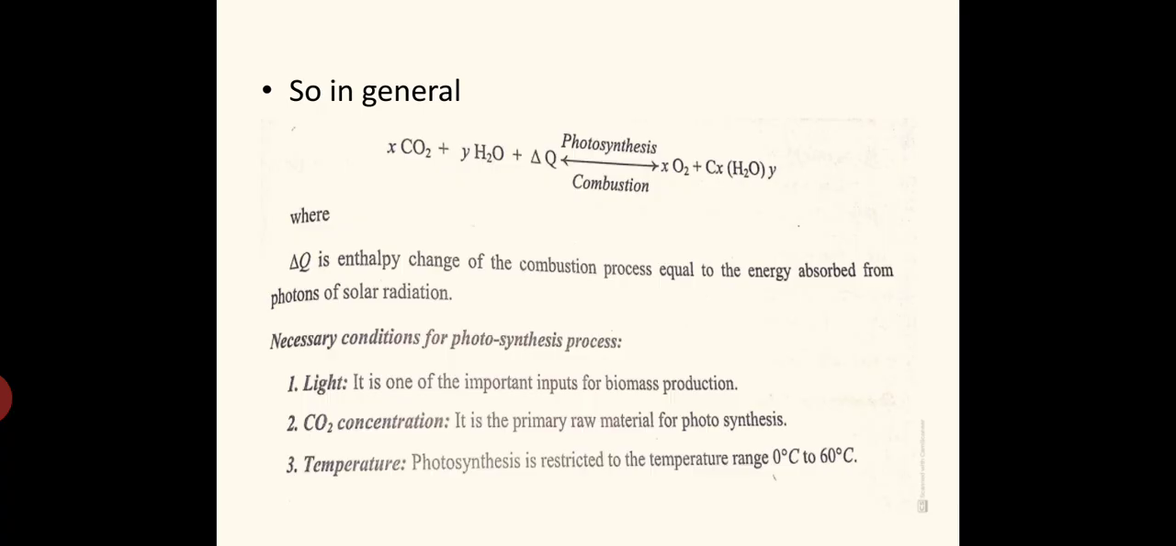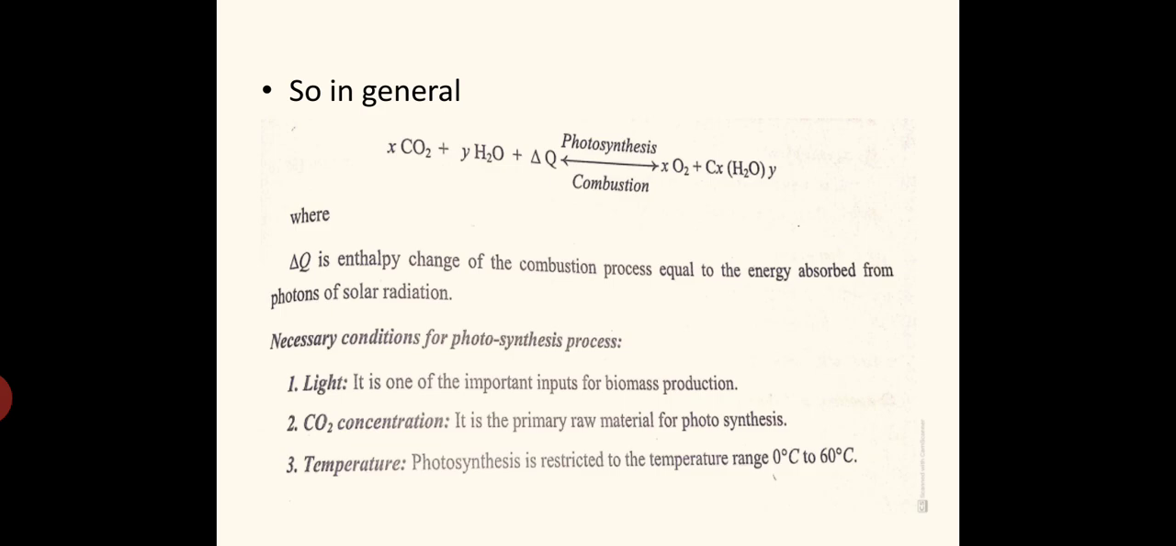Along with that, delta Q amount of heat energy is also available, that is being utilized for our purposes. So the delta Q is the enthalpy change of combustion process, equal to the energy absorbed from photons of solar radiation. So we are absorbing the energy from the solar radiation and combining carbon and hydrogen to produce carbohydrates. Now after some time, the carbohydrate is nothing but biomass.